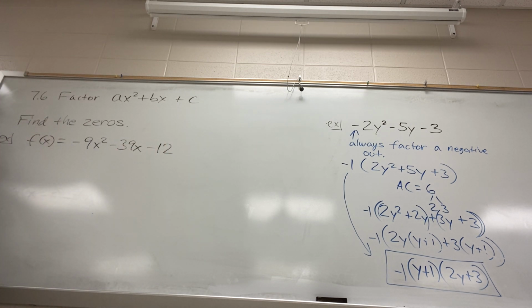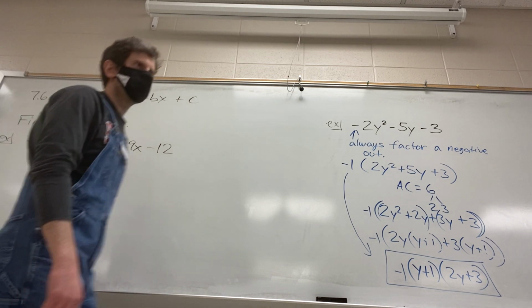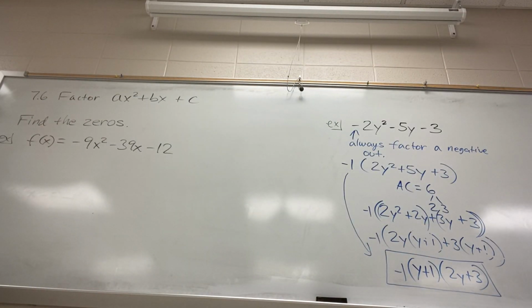If it says find the zeros, what it's asking you for is the x-intercepts, where the graph crosses the x-axis. And that is where y's value is 0. So when it says find the zeros, what do you put in f of x's spot? 0. You're going to put a big fat 0 right there.